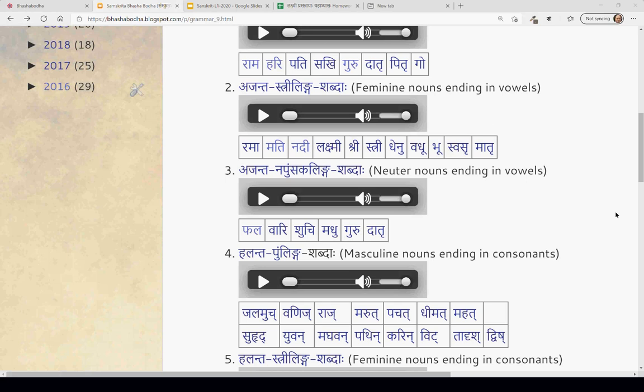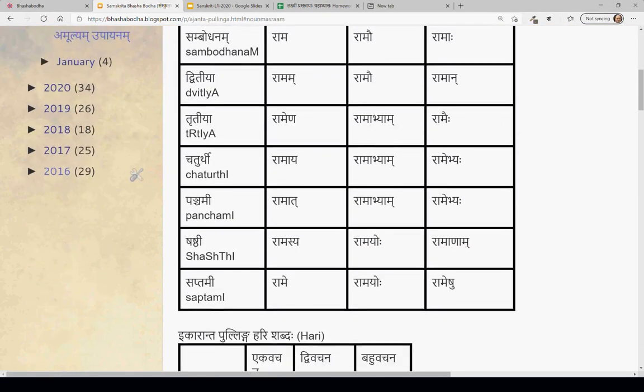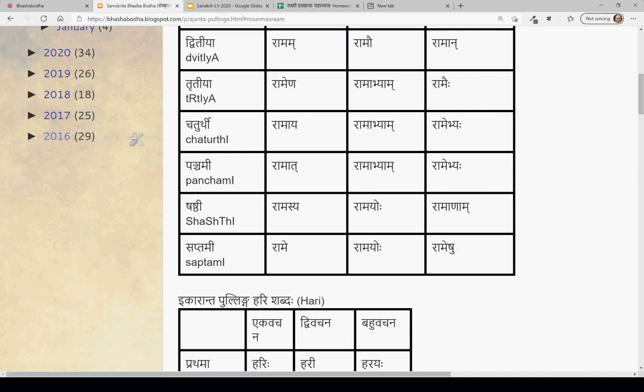Back to the Rama table. I think it was the 6th case. Rama. This table? Yes, and then the 6th case, Bahuvachan. Ramanam.